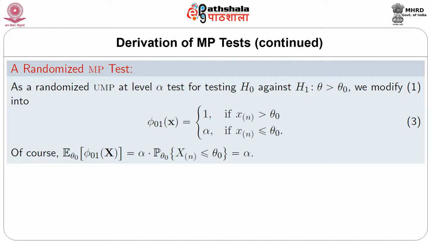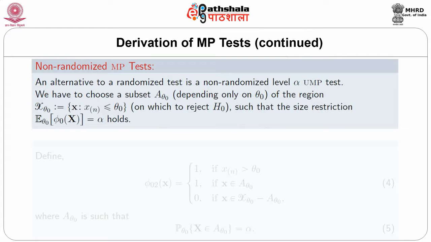So, this phi naught 1 is a size alpha test, and you see that this test is independent of any theta 1 greater than theta naught. Therefore, this is the most powerful test for testing h naught theta equal to theta naught against any theta greater than theta naught. This is uniformly most powerful at level alpha for testing h naught theta equal to theta naught against theta greater than theta naught.